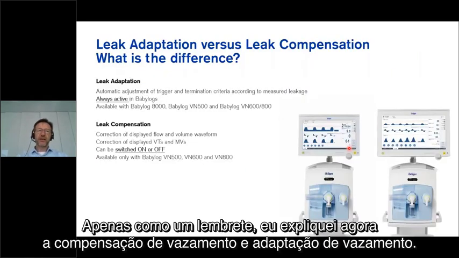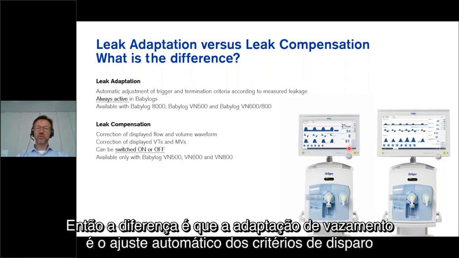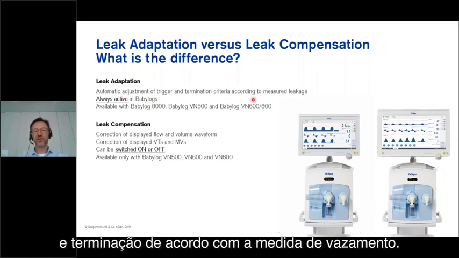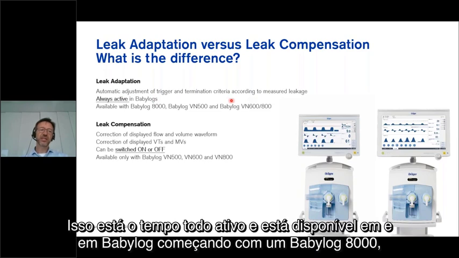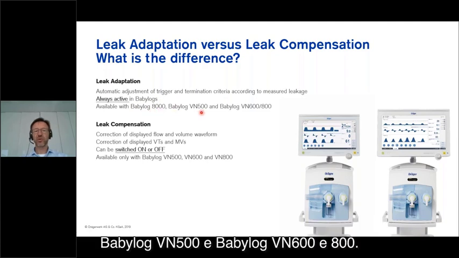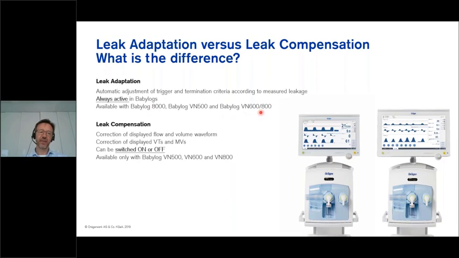Just as a reminder, I have now explained leak compensation and leak adaptation. The difference is that leak adaptation is the automatic adjustment of trigger and termination criteria according to the measured leakage. This is active all the time, and it's available in all Babylogs, starting with the Babylog 8000, Babylog VN 500, and Babylog VN 600 and 800.